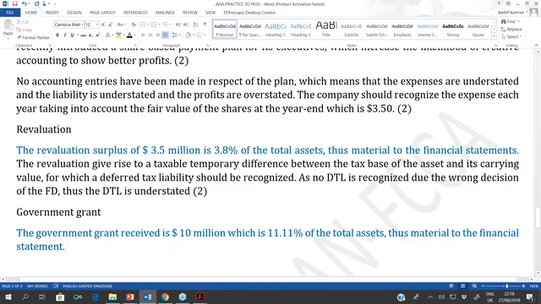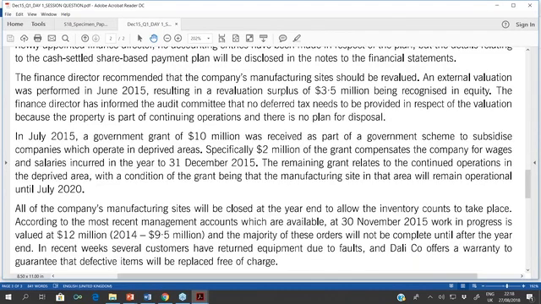Now let's see what the company has done with the grant. Specifically, $2 million of the grant compensates the company for the wages and salaries incurred. So these wages and salaries have already been incurred, and the $2 million grant can be recognized as income because the expense has already been incurred. But the remaining grant has a condition: that the manufacturing site in that area will remain operational until 2020. So we cannot take the $8 million grant as income because the condition has not yet been fulfilled. We need to recognize the remaining $8 million grant as deferred income over the 5 years.